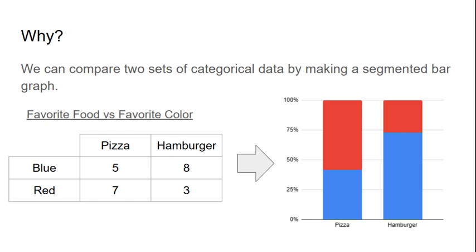Here we see above pizza, the red section is larger than the red section above hamburgers, and the blue section above pizza is smaller than the blue section above hamburgers. So therefore we can conclude from the pizza lovers, most of them like the color red, and from the hamburger lovers, most of them like the color blue.